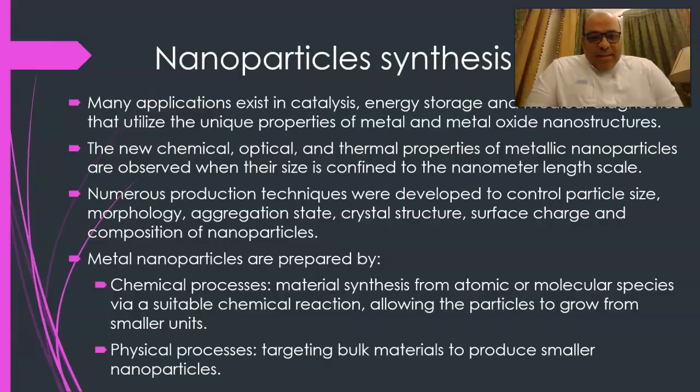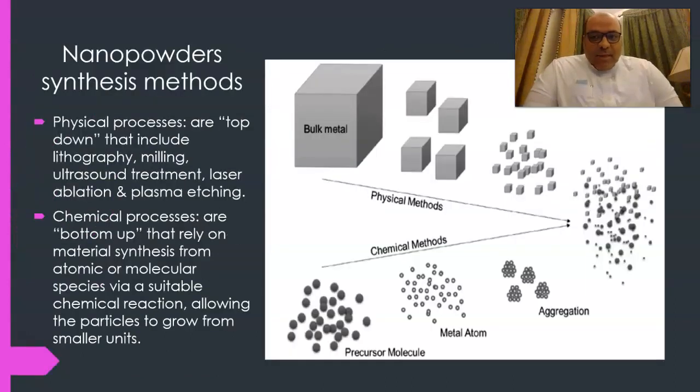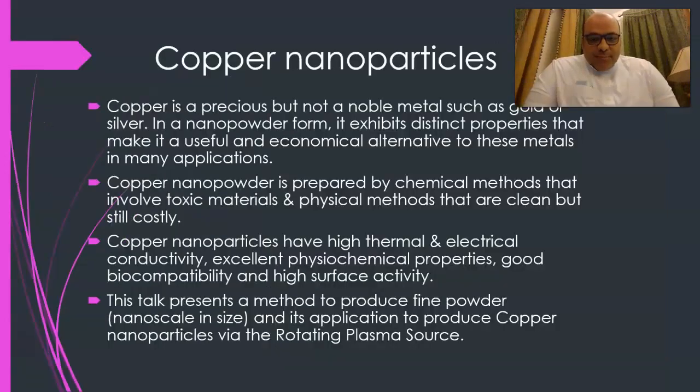This is one of the busy slides. So this is just a typical description of nanoparticle synthesis processes. Some of these processes are chemical in nature or wet processes, and some others are dry processes, such as the physical processes, and they have different attributes and they vary in their qualities. Basically, the physical processes are top down and the chemical processes are bottom up, as this graph shows.